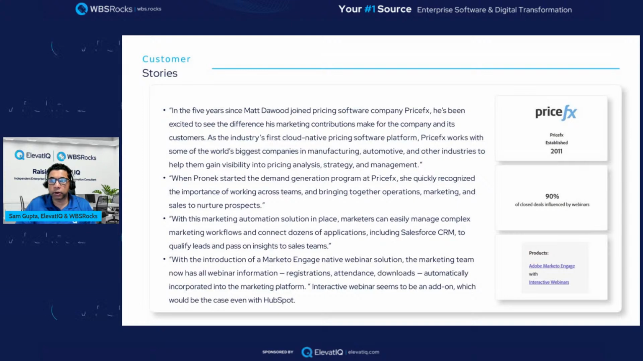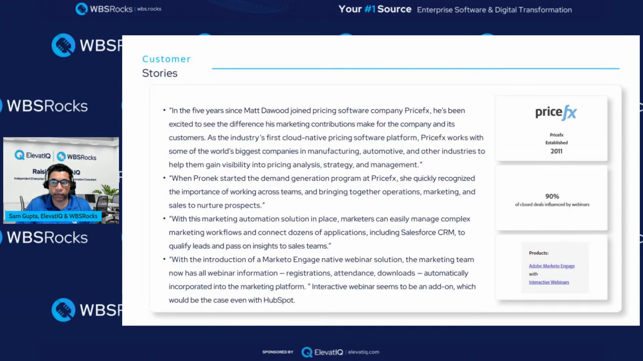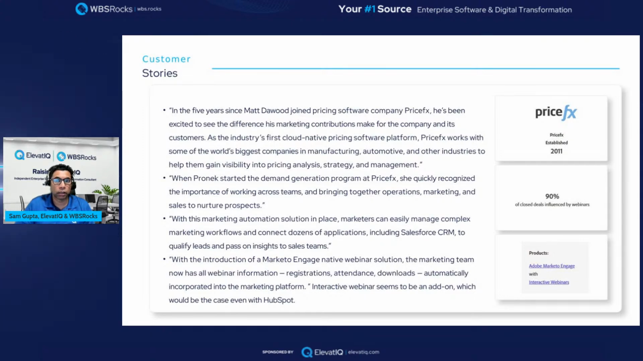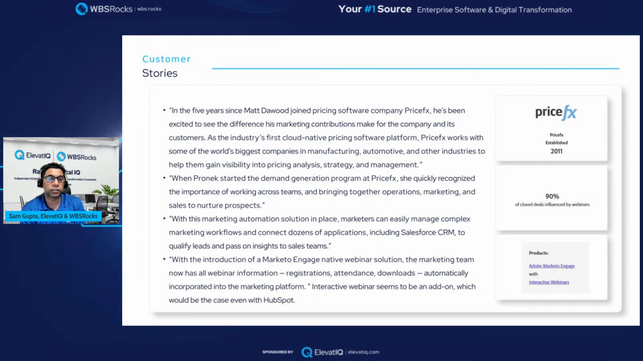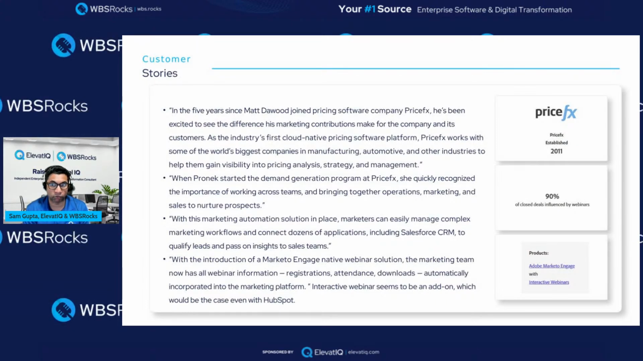In this case, this is probably going to be a technology company. So that is another trend that we had discussed before as well, that in tech or SaaS, you are probably going to find Marketo a lot. In this particular case, they are saying in the 5 years since Matt Dowd joined pricing software company PriceFX, he has been excited to see the difference his marketing contributions make for the company and its customers as the industry's first cloud-native pricing software platform. So they are the first cloud-native pricing software platform as well.